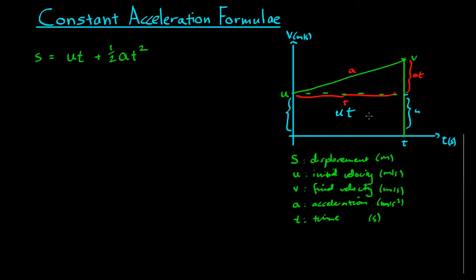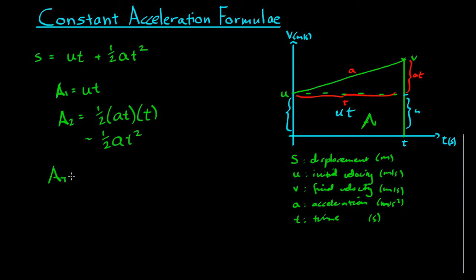So the area A1 was equal to UT, and A2 was equal to a half base, which is AT, times the height, which is T. I'm saying this is the base and this is the height, excuse me, I should have done it the opposite way, which is a half AT squared. And the total area is A1 plus A2, which is UT plus a half AT squared, which is the formula we have. So again, this is just a way of finding the area under a velocity time graph.